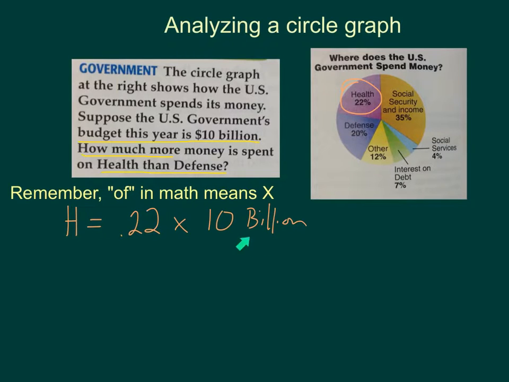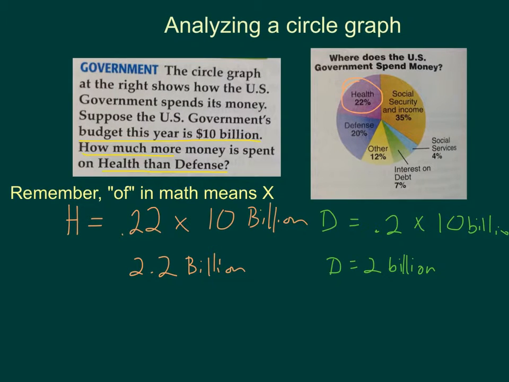Now you notice I wrote the word billion instead of including all the zeros. It's going to make it a lot faster. So that's something that I would suggest you do too in a problem like this. Now, if I take 10 times 22 hundredths, and I multiply that, I know that gives me 2.2 billion. And I'm actually going to write out the word. Now when I do the same thing for defense, I get the defense amount is 2 billion.